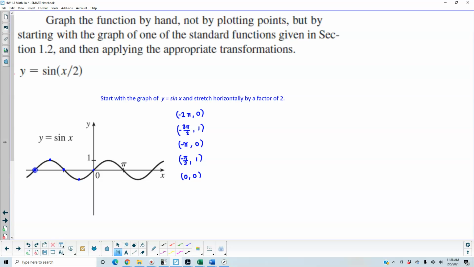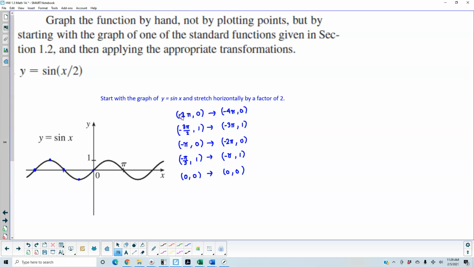Okay, so if we multiply each x coordinate by 2, then we get negative 4 pi, 0. We get negative 3 pi, and then 1. And then we get negative 2 pi, 0. And then we get negative pi, 1. And this becomes 0, 0.